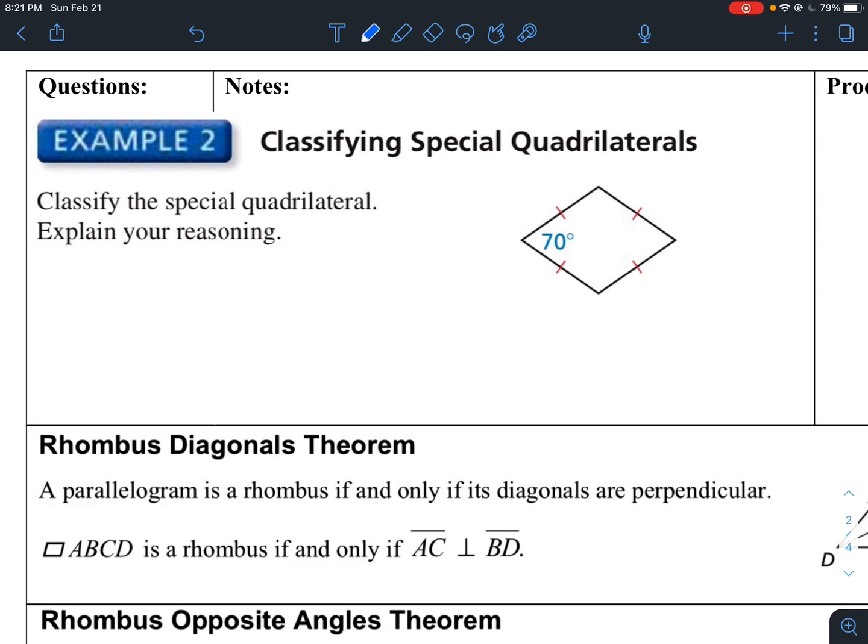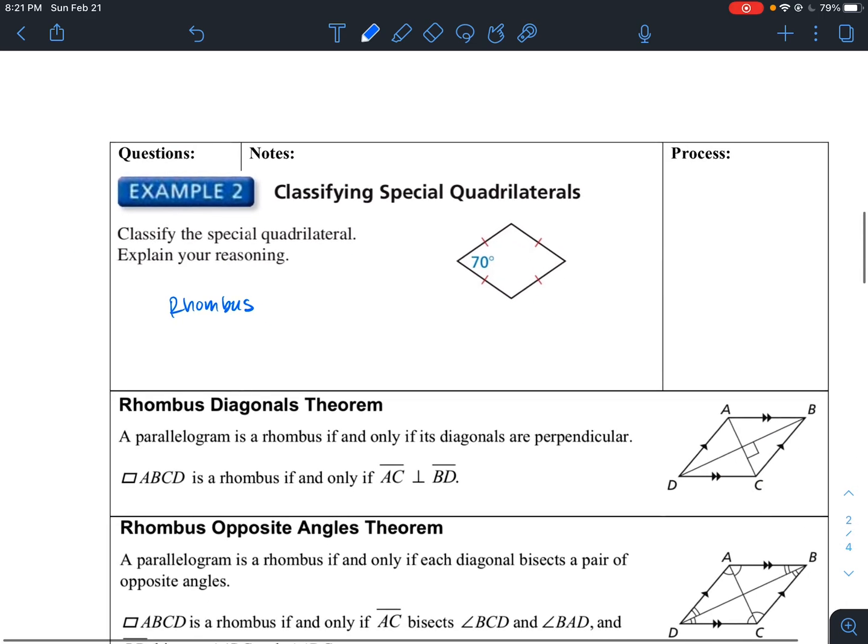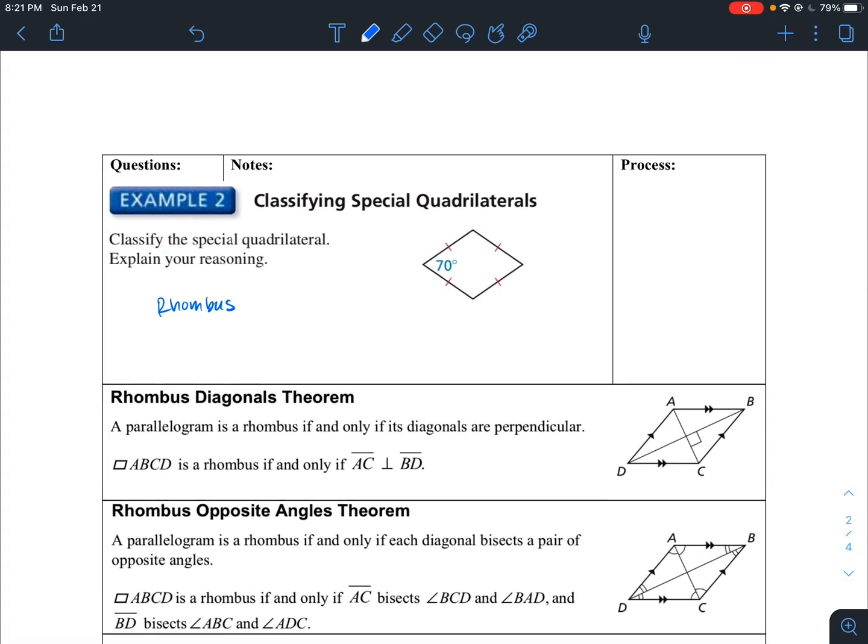And it doesn't say anything about the angles being congruent, because one of the angles is not a right angle. So right here it's 70 degrees. If it were 90 degrees, then we could classify this more specifically as a square, but we can't say that because it's 70 degrees. So we can just say that this is a rhombus, and we know that because all four sides are congruent.